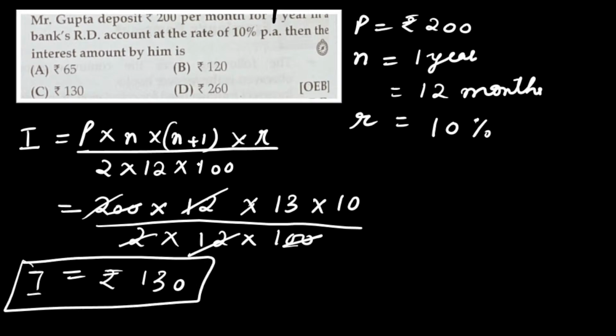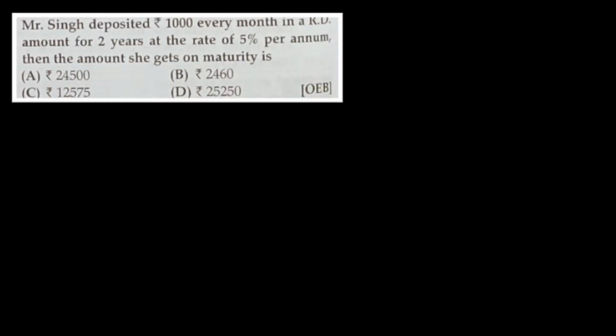The value of interest is 130. Option C. Option C is the correct answer, rupees 130. Let's do the next question. This question was a very direct question. The direct formula of interest we had to use to find the value of interest. Let's do the next question now.